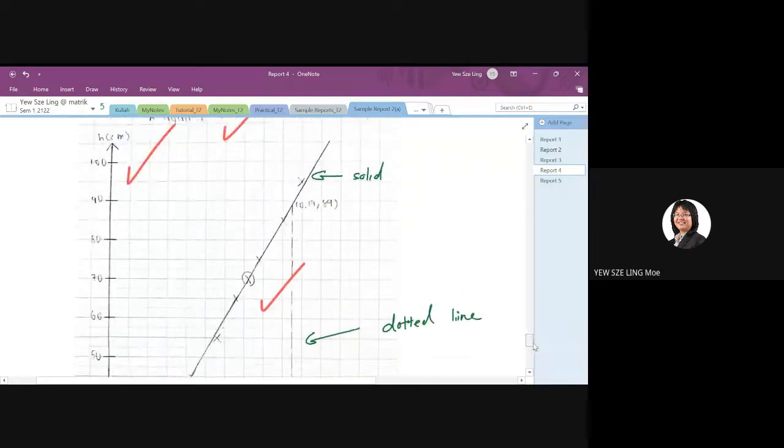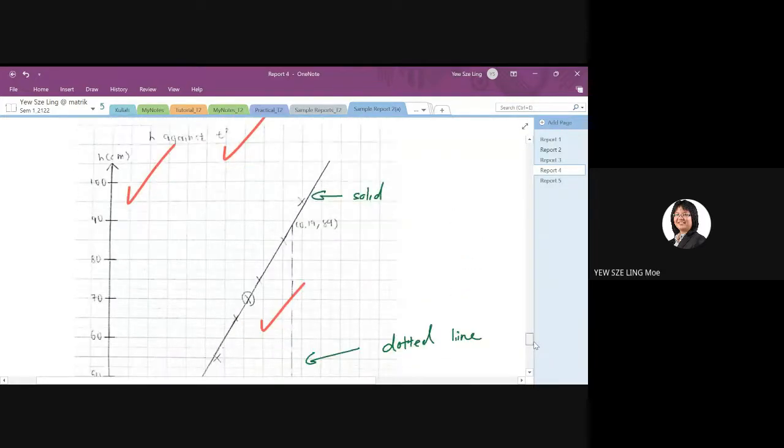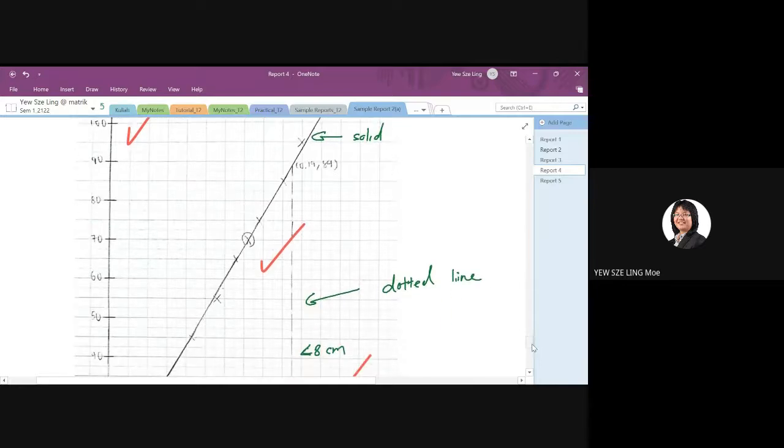Oh yeah, I forgot to mention one thing. There is a change in the marking scheme this year. In the previous sections, I told you the graph must be larger than 50% of the graph paper. This year, they changed it to 60% of the graph paper. The size of the graph: how do we determine the size? We look at the first plot, we look at the last plot. So the height must be larger than 60% of the graph paper.